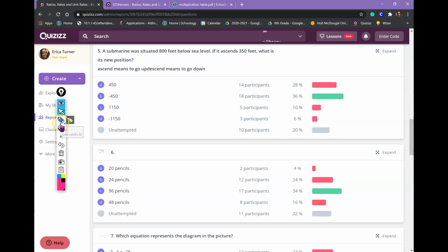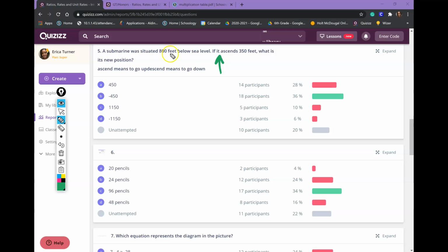Okay, so this question says a submarine was situated 800 feet below sea level. If it ascended 350 feet, what is its new position? Ascend means to go up. Descend means to go down. So since we're ascending, we're going up.